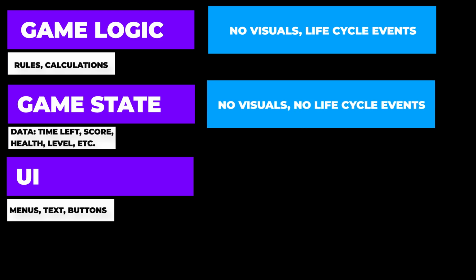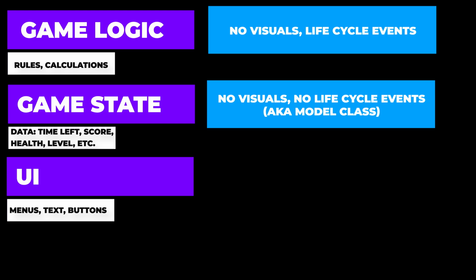Next, we have the game state. This is simply data. It's any data required to play your game, such as the score, health, what level you're on, etc. And there's no reason for the game state to have to respond to lifecycle events, such as start and update. There's very little functionality inside the game state code. Sometimes we refer to these as model classes. And for the most part, it just has data fields with getter and setter functions.